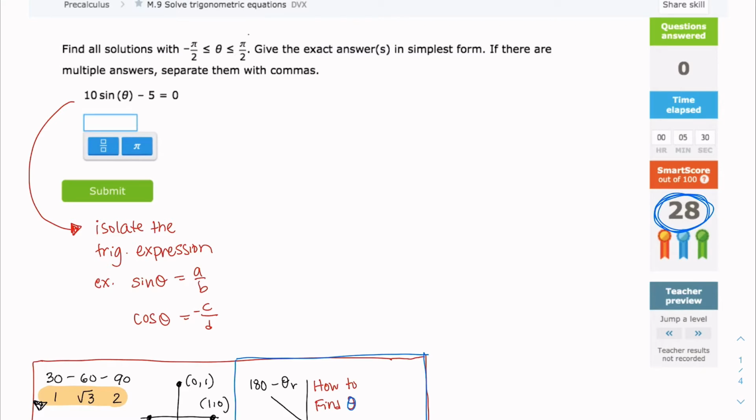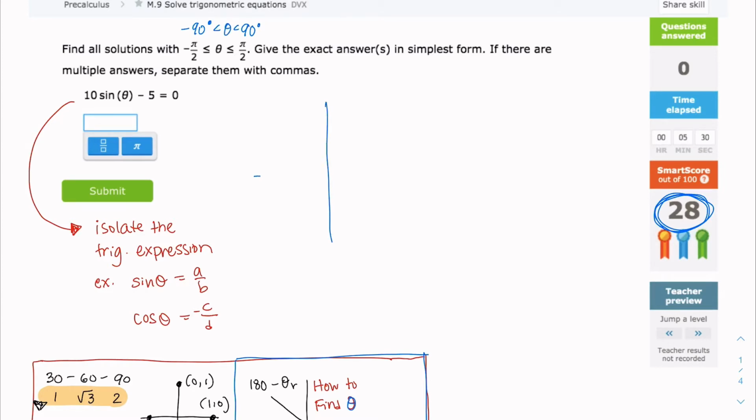Find all solutions between -pi/2 and pi/2. Translation: remember pi is 180, so pi/2 is 90 degrees, and our angle should be between negative 90 and 90.